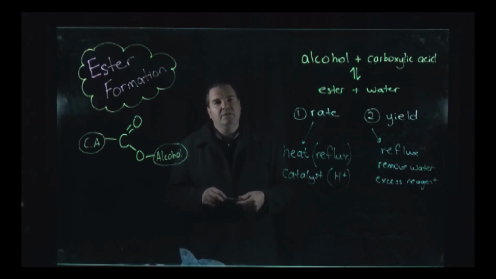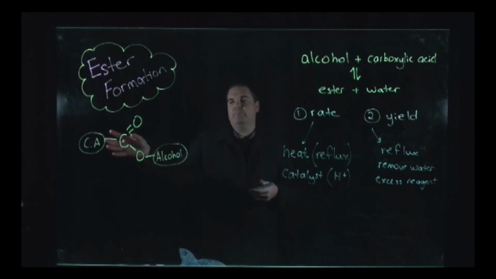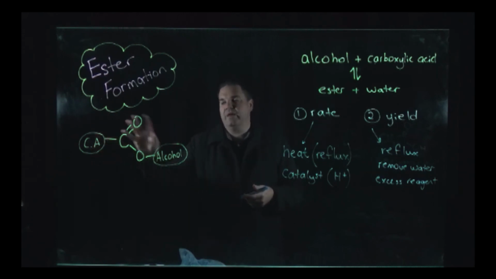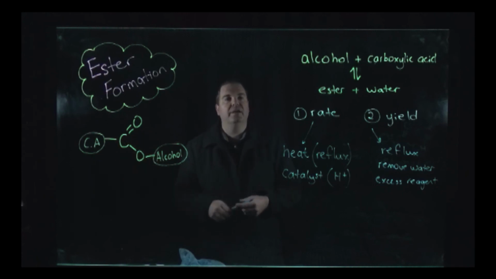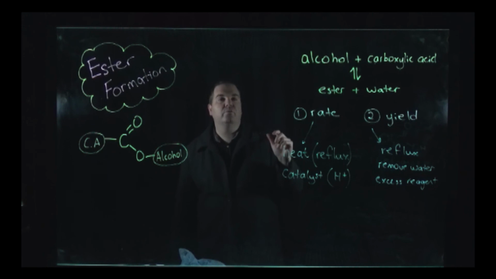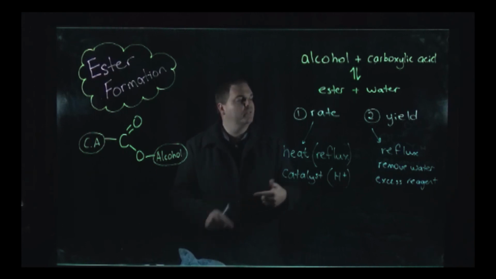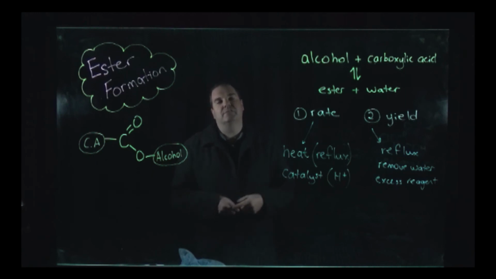Okay, so this has been all about making esters. Make sure you know your ester functional group, make sure you know how to name it and draw it. Then make sure you can do the equation, write it out, and know what influences the rate, which is things like your heat and catalyst, which both increase the rate of a reaction, and how you can increase the yield, either by using reflux to allow it to heat for a prolonged period of time, removing the water as it forms, or using an excess of one reactant as well.